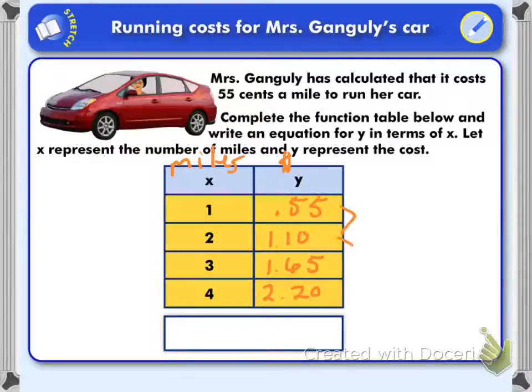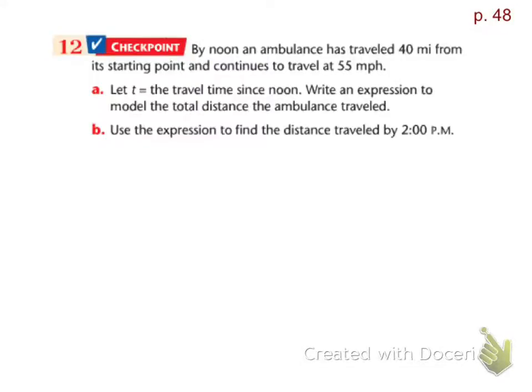And again, if I show what's happening here, each time I'm adding 55 cents. So because I'm adding that same amount each time, it becomes y equals 0.55x. So I'm just going to multiply by the number of miles that I drive for my equation. Again, pause the video here and solve the problem, and then check your answer to see if you got it right.